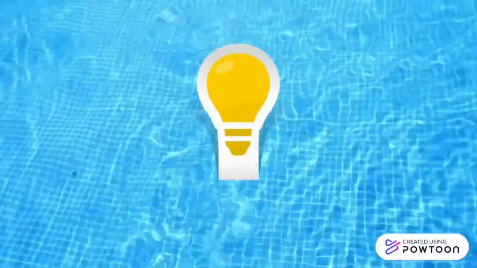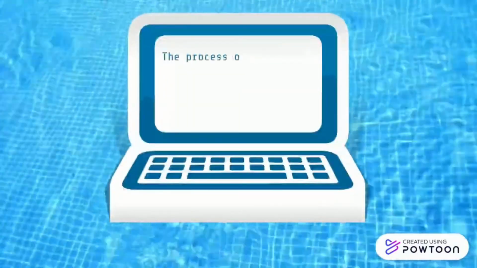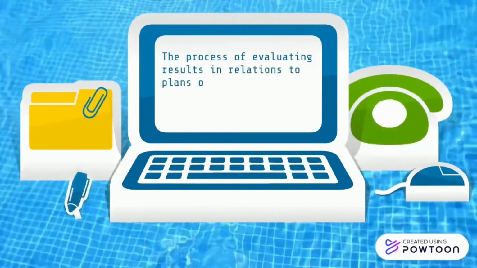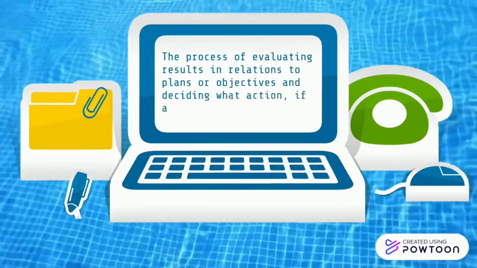First thing that you must know is the meaning of controlling. Controlling is the process of evaluating results in relation to plans or objectives and deciding what action to be made, which necessary action to be taken or not.